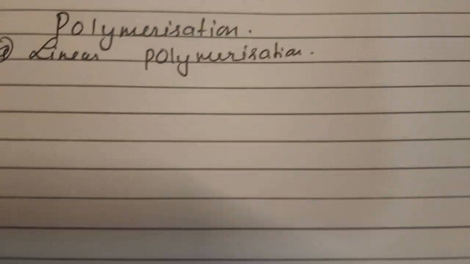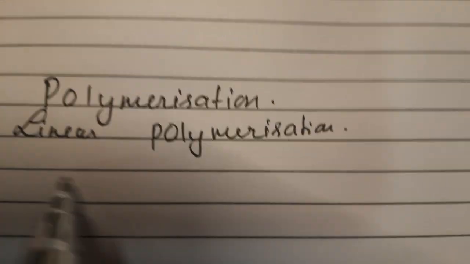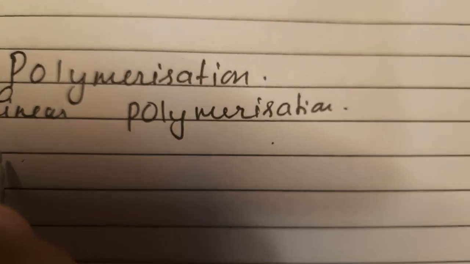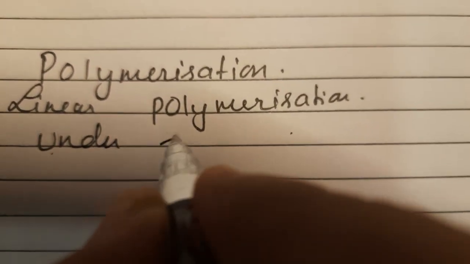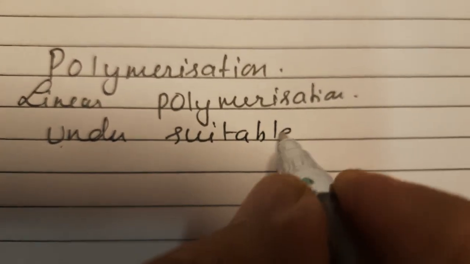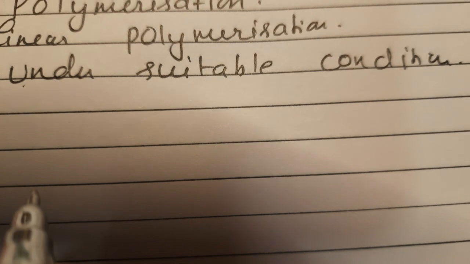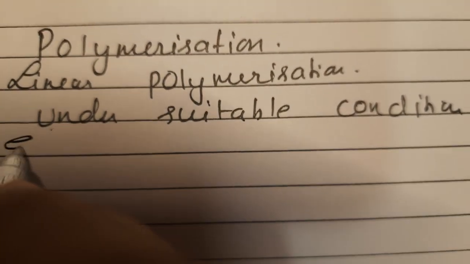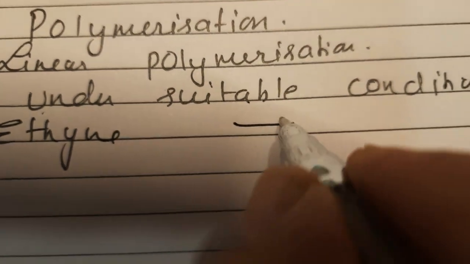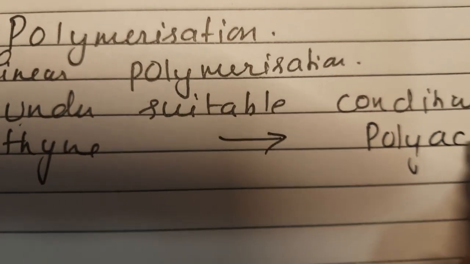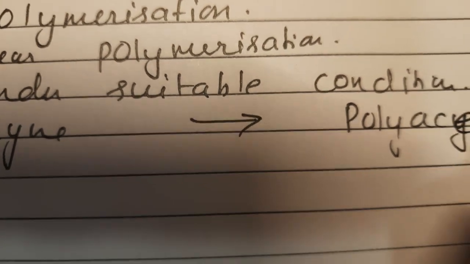Next is polymerization. Two types of polymerization will be there: one is linear polymerization and one is cyclic polymerization. In linear polymerization, what happens under suitable conditions? It produces polyacetylene. What will be formed from ethyne, beta? Polyacetylene will be formed from ethyne.